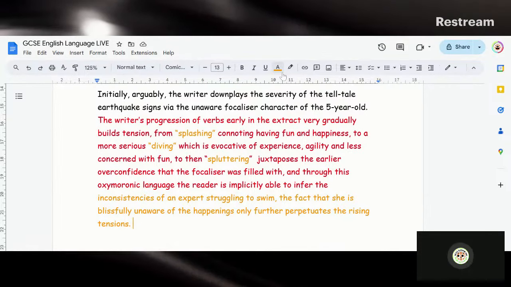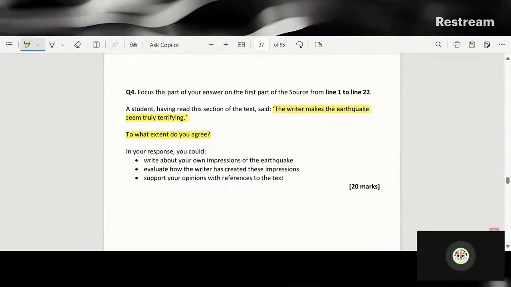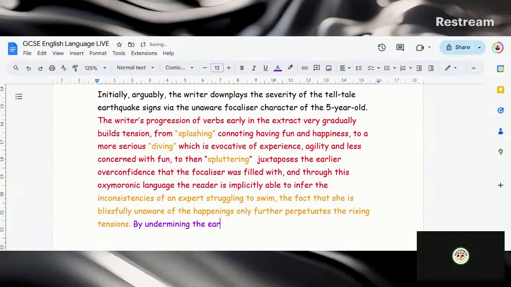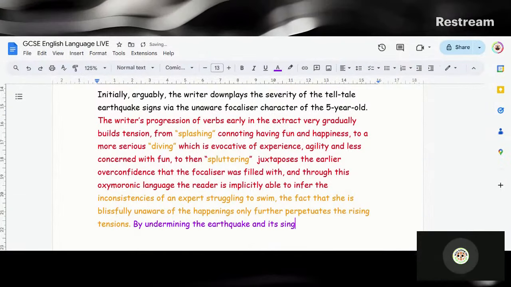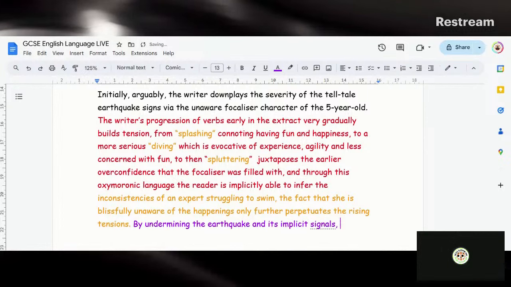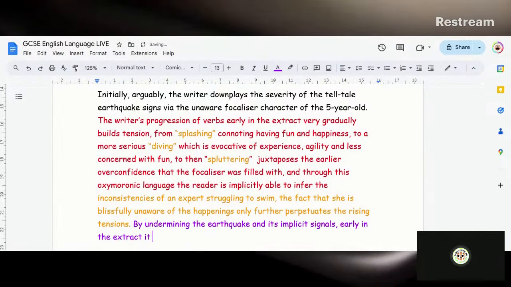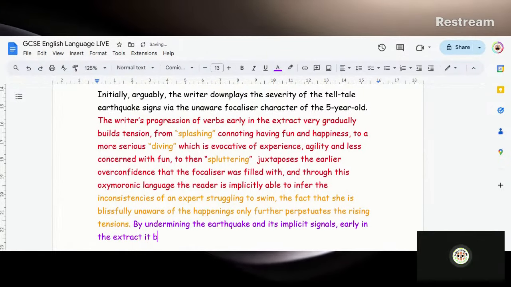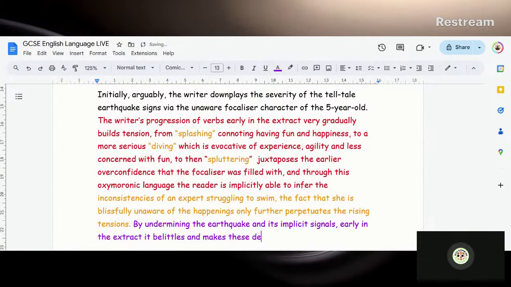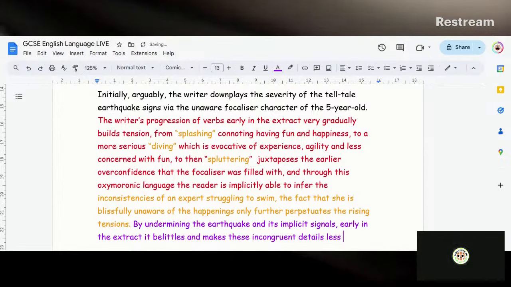So we can then have our conclusive statement there. Our conclusive statement, remember, links back to the original statement, which is that the writer makes the earthquake seem truly terrifying. So by undermining the earthquake and its implicit signals early in the extract, it belittles and makes these incongruent details less noticeable or forgettable.